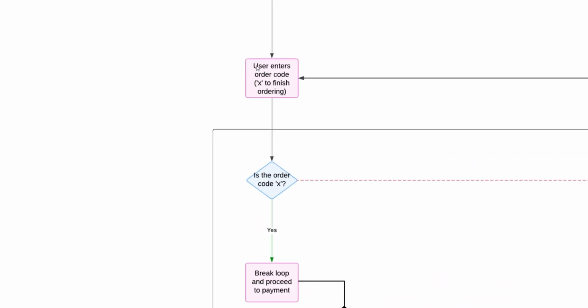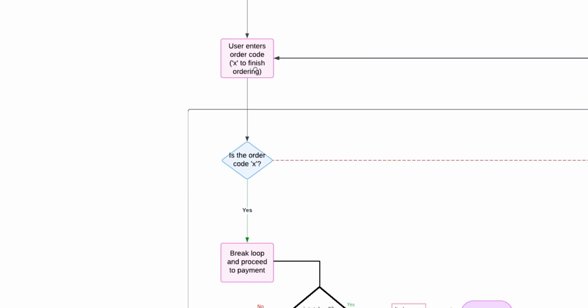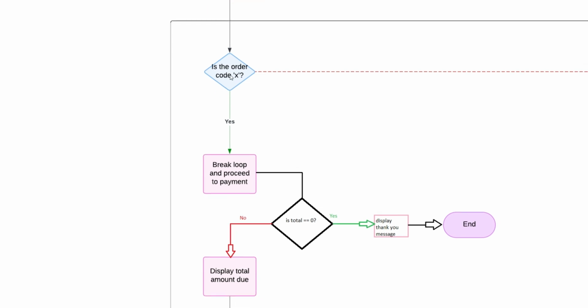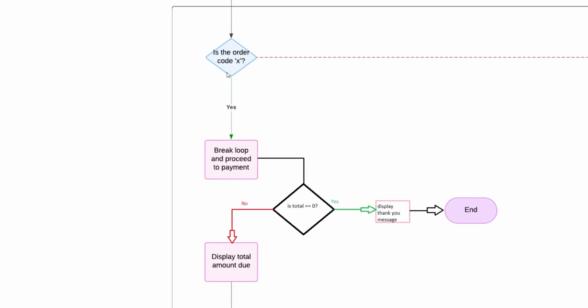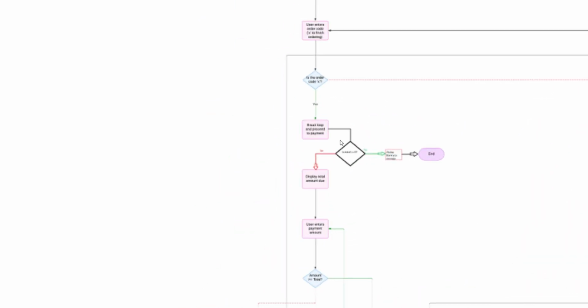Then the user will be asked to enter a code or to finish ordering. Is the order code X condition again? If it is X, then it will break the loop and proceed to the payment.